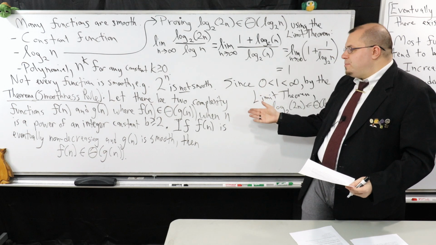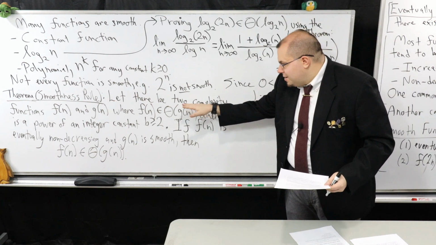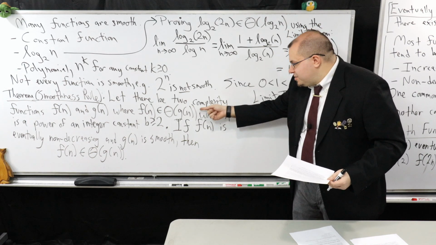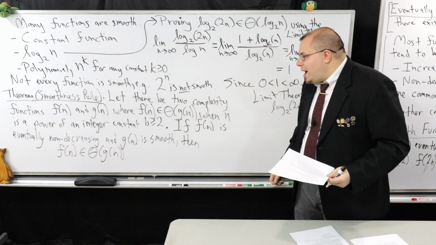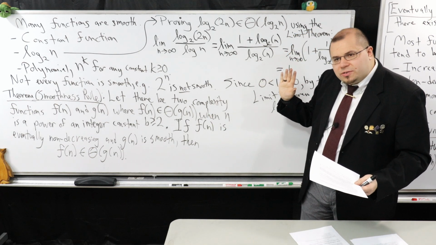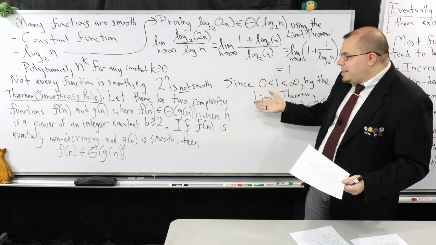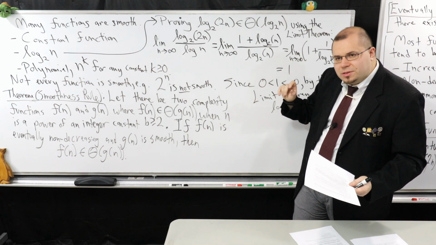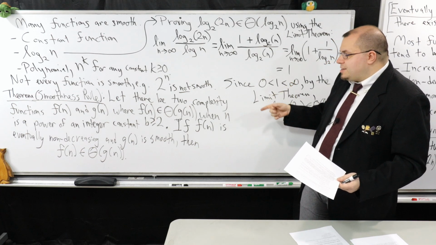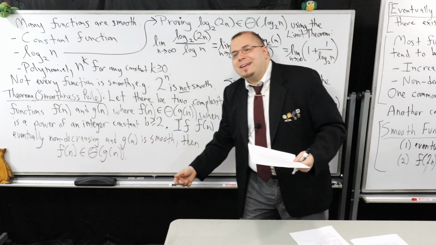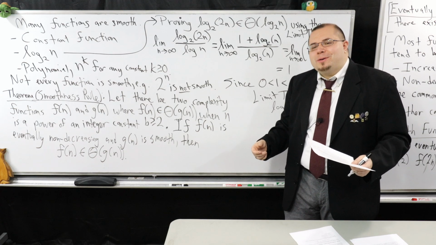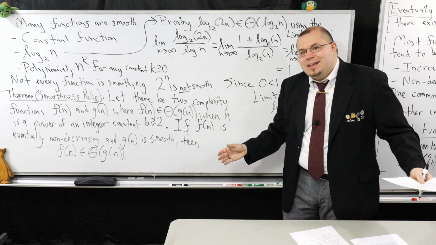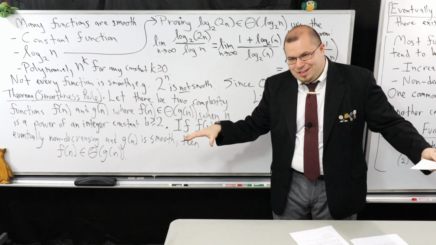So when I prove it this way, if I assume that n is some power of b, and I show this property, if I know that f is eventually non-decreasing, and I also have g is smooth, then I can actually get this relationship without considering the input just being restricted to a power of b anymore. It happens just all the time. That's why we call it smooth.